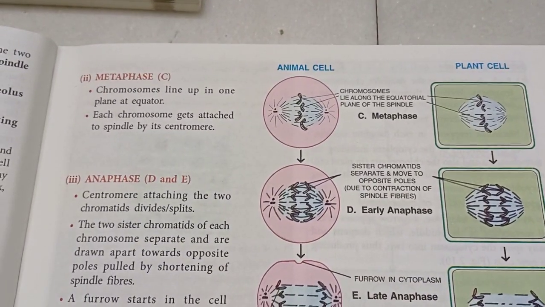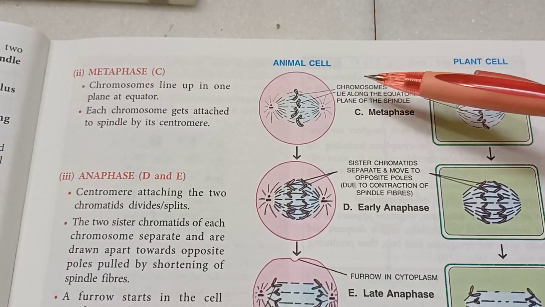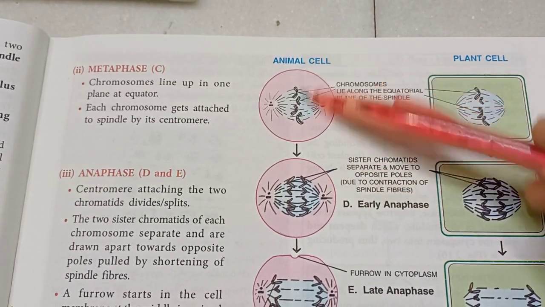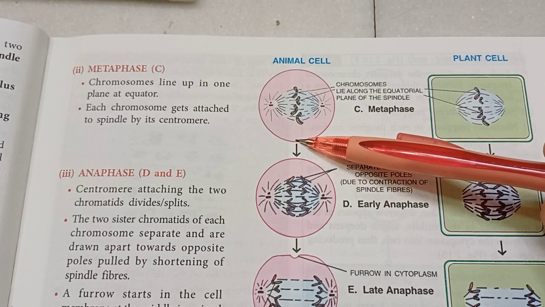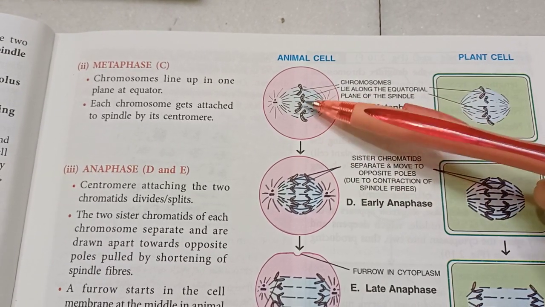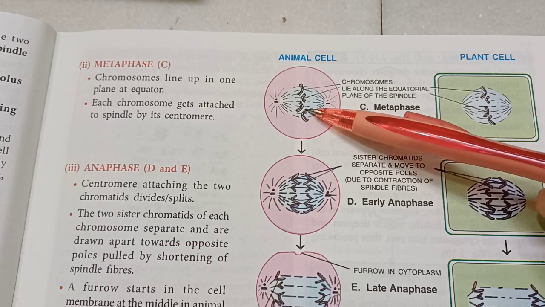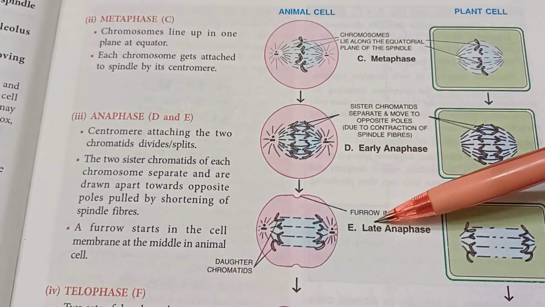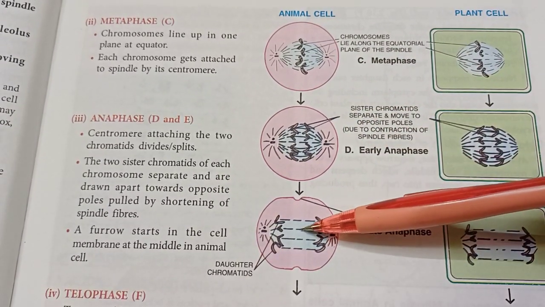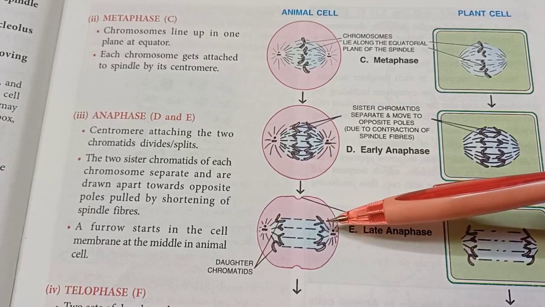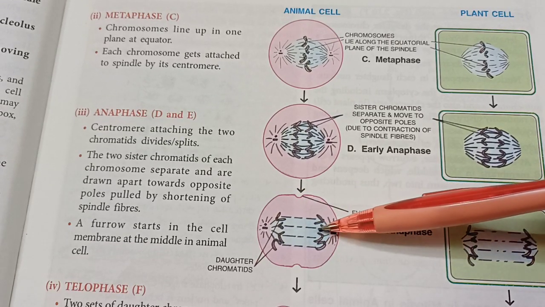Next, we have the metaphase. It's quite unique because only in this phase do we see the chromosomes lined up vertically along the equator of the cell. And the spindle fibers are attached to the centromere, ready to pull apart the sister chromatids, which happens in the anaphase. The sister chromatids move towards the opposite poles because of the contraction of the spindle fibers.